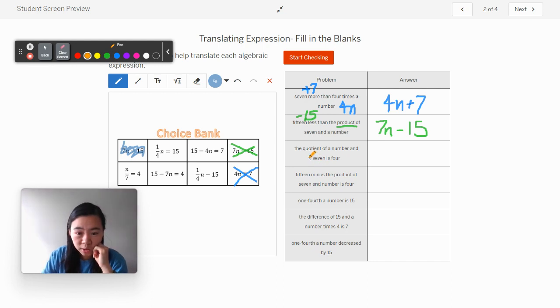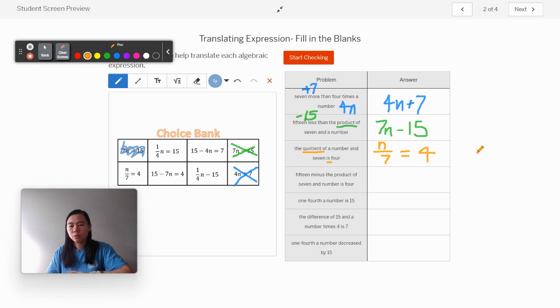The quotient. Quotient means to divide. The quotient of a number, we don't know what the number is, so that's n, and 7. So we're dividing a number by 7. Is 4. This word is means equal. If something is 4, it equals 4. Okay, so multiplication is going to be a variable and a coefficient right next to each other. Division is going to be a fraction. A fraction is division. Okay, let's cross that one out.